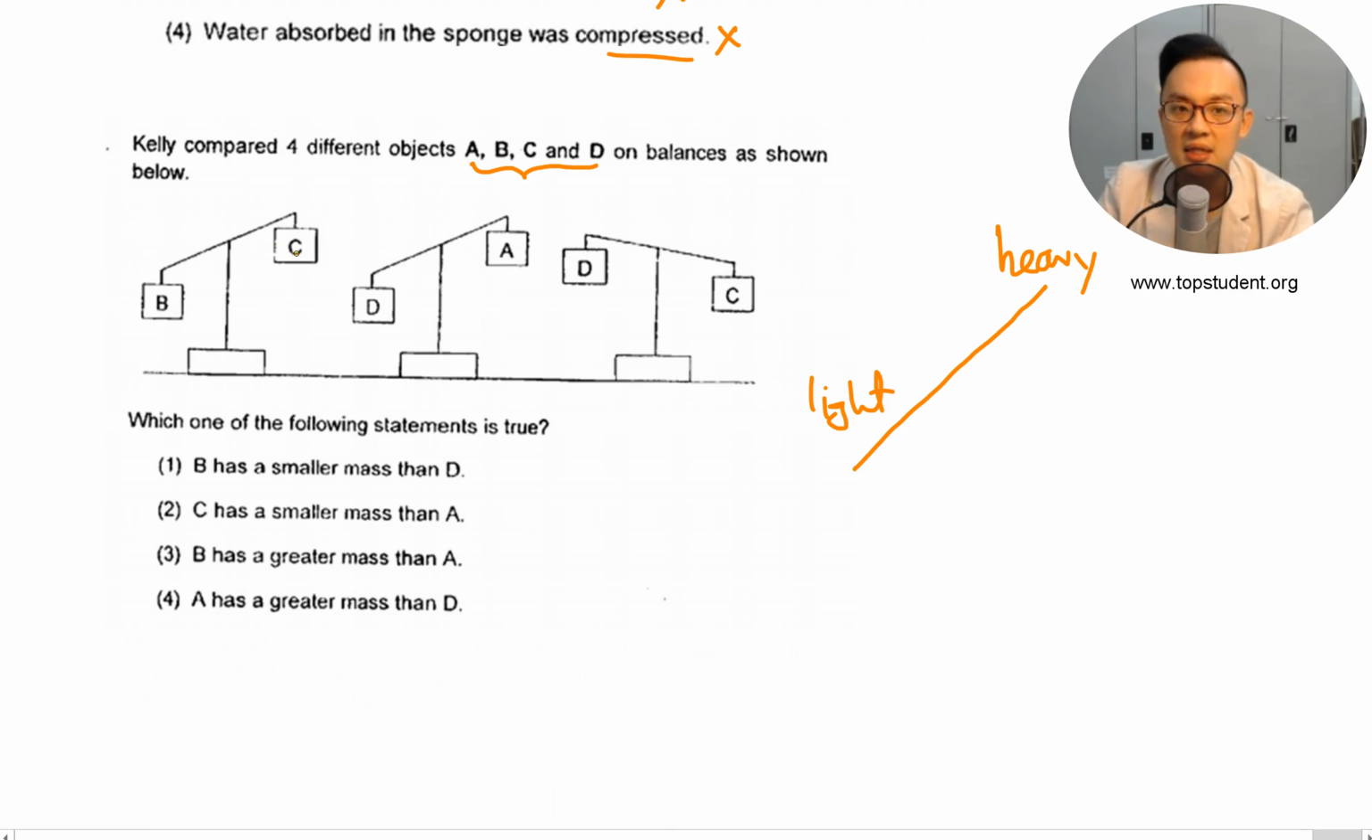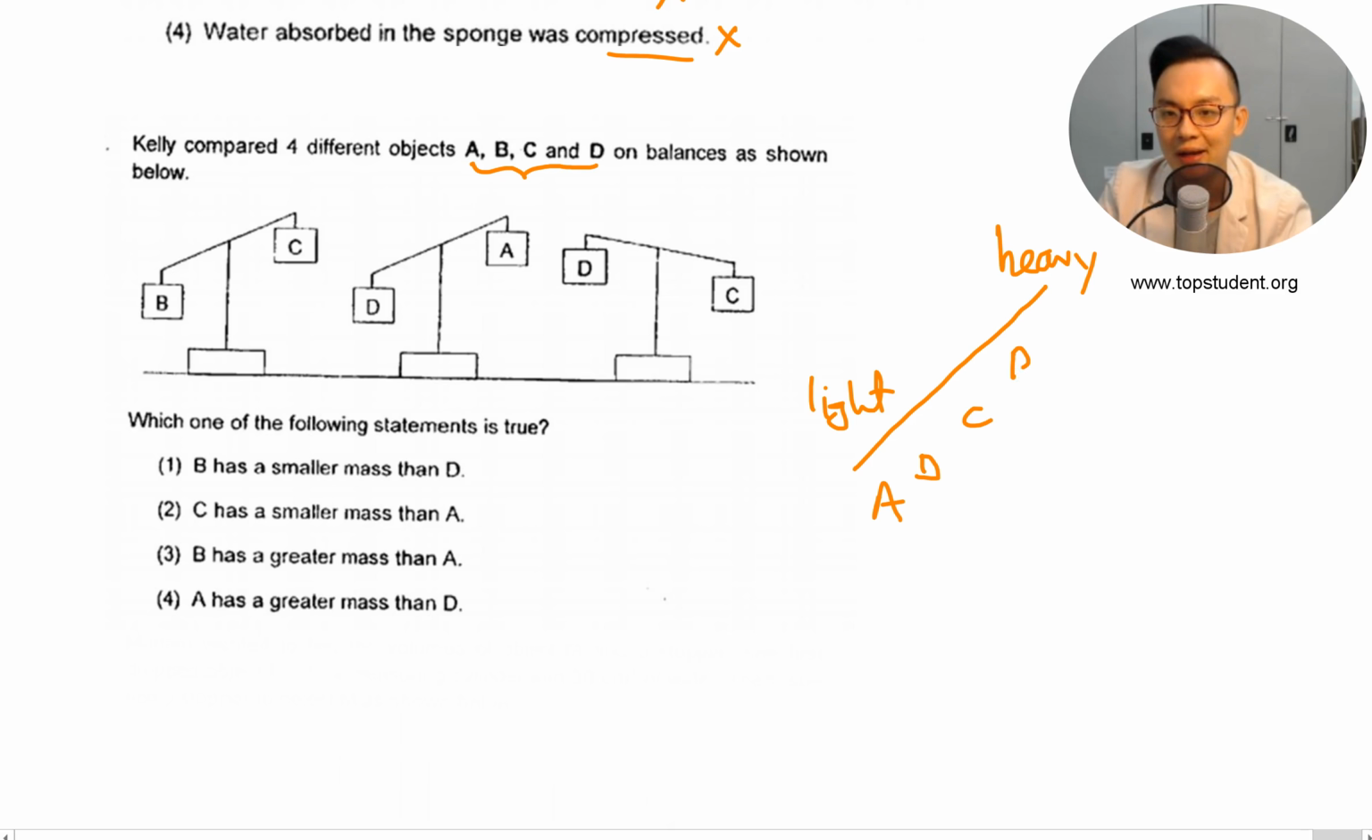So B and C, who is heavier? B is heavier than C, so put B here and put C here. D and A, who is heavier? D is heavier than A, so put D here and put A here. D and C, C is heavier than D, correct? So C is heavier than D, put D here. D is heavier than A, put A here. So yeah, that's it.